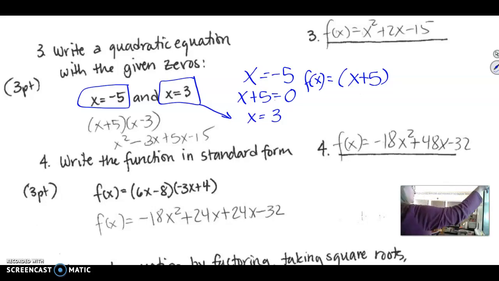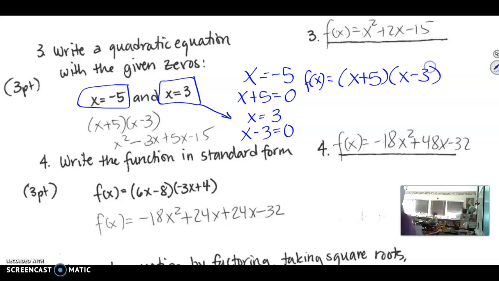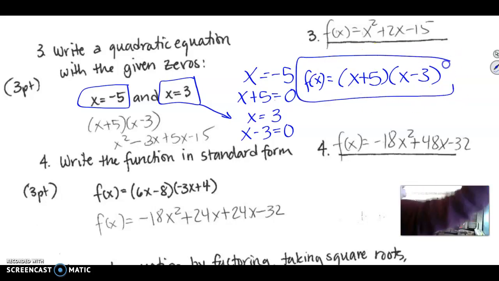If you subtract 3 from both sides, x minus 3 was the factor that made 3 a 0. So this is going to be the other factor, x minus 3. And then it doesn't say that you have to write it in standard form, so this is fine. But if you FOIL it, then that's the standard form. If it says on the test, which I might, write it in standard form, then you're going to FOIL this.